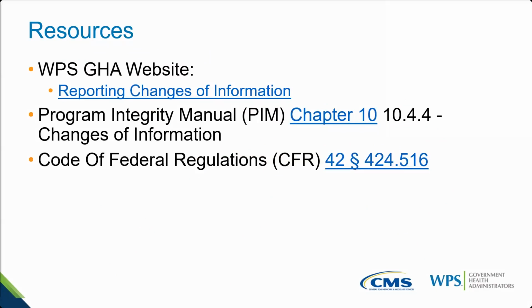Second one is a link to the Program Integrity Manual, Chapter 10, that's Section 10.4.4 for changes of information, outlines those timelines. It does include information for individuals and organizations, but that's there for you as well. Also included a link to the Code of Federal Regulations, or CFR, that regulates and outlines requirements for changes. So you have that.